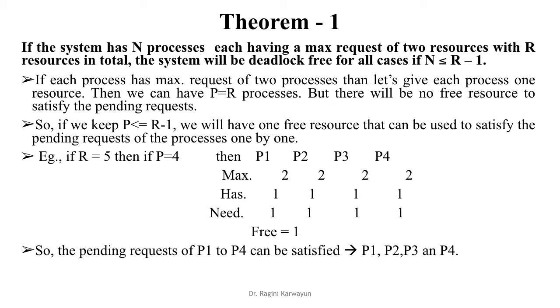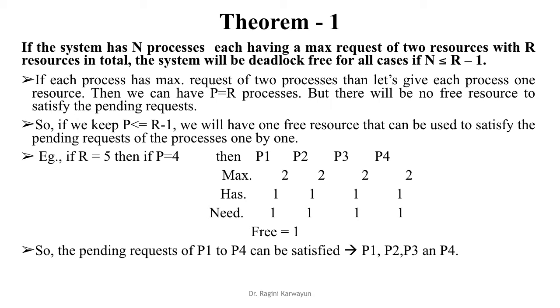Suppose we have 5 instances of a resource. If we have 5 processes, then what will happen? If we give 1 to each, then we will have no free resource. Actually the question says deadlock free for all cases, not a particular case, all cases. So we will consider the worst case: if we give one resource to each process, we will have no free resources to satisfy the further request, because each process will be needing one more to finish its execution.